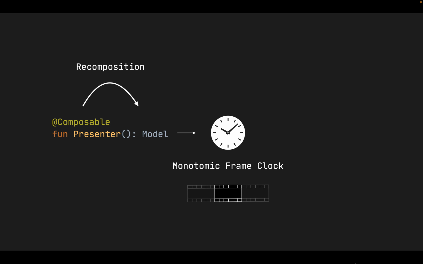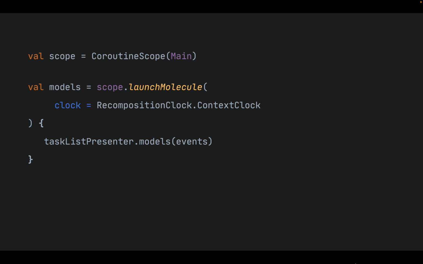So this library has a monatomic frame clock. There is a monatomic frame clock also provided by Compose, and when it sends a frame, it kicks off a recomposition, and then a value that is produced from this recomposition, a new model, is sent to the state flow. So how does this work?